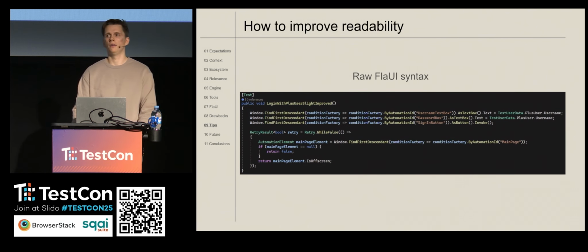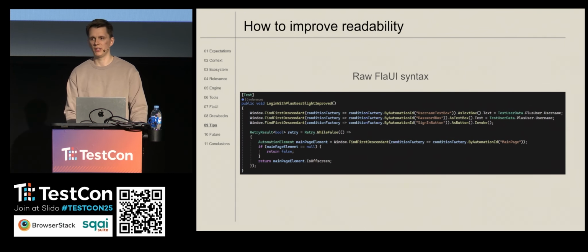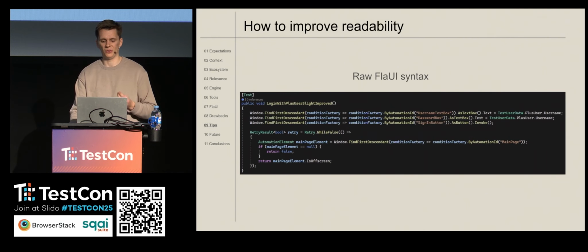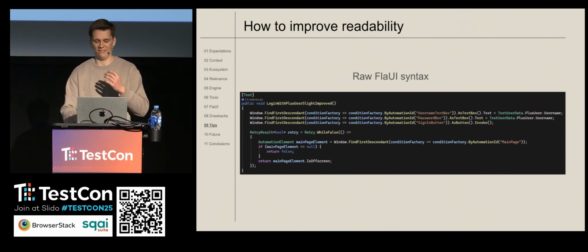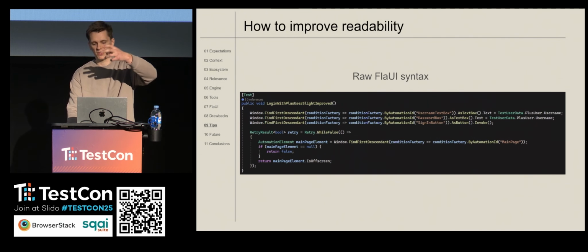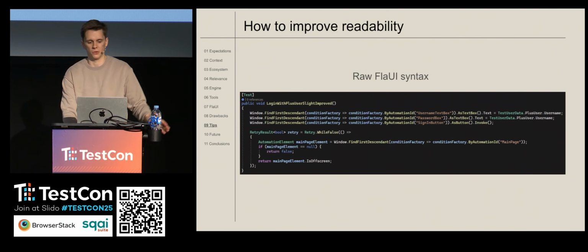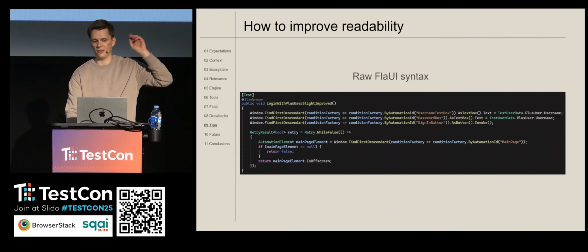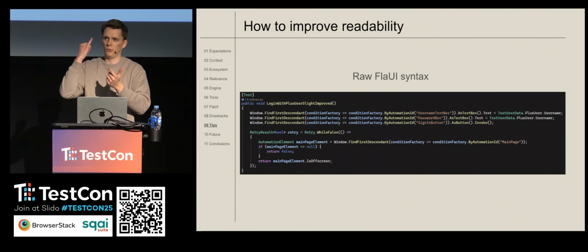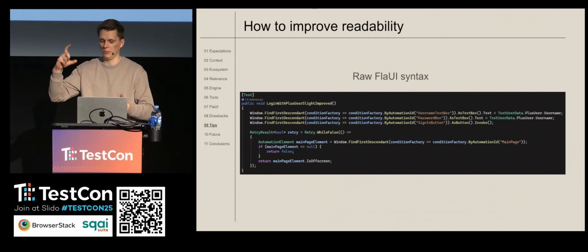Then FlaUI has one drawback: the readability is quite bad. As you can see, the actions are quite extensible, but you also have to configure it with lots of actions. You have this window, find first descendant, then you have the selector as a text box. It's just too long. And I tried to automate this flow that is really simple. I'm entering username, entering password, clicking sign in, and waiting until I'm logged in. And you can see it's a really big test case.